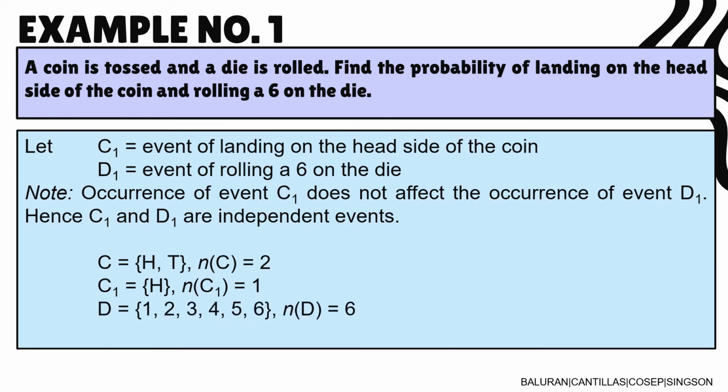Then let us also find the possible outcomes of D, meaning to say in rolling a die. So we have 6 possible outcomes. So we have 1, 2, 3, 4, 5, and 6. So its cardinality is equal to 6. And for D sub 1, wherein our event should roll a die, and it should be a 6, we only have one outcome, which is 6. Therefore, the cardinality here is equal to 1.